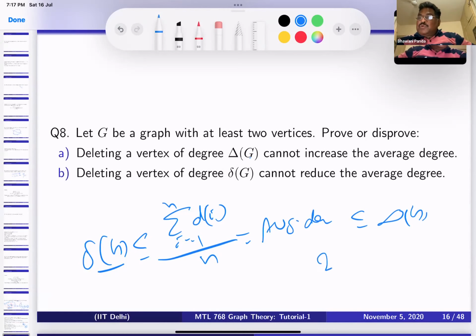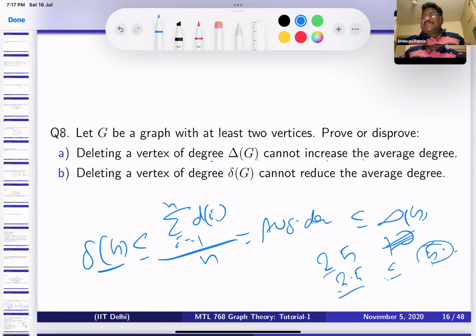For example, 2, 5, and 10 are there. What is the average of these 3 numbers? The sum is 17, so it is 5 point something. If you remove the 10 and find the average again, it is 3.5. So 3.5 is definitely less than or equal to the previous average. So intuitively it is fine. It is asking the same question: deleting a vertex of maximum degree cannot increase the average degree.